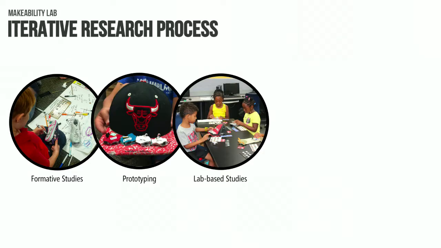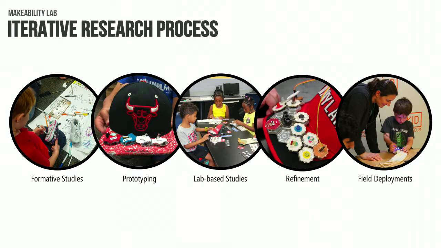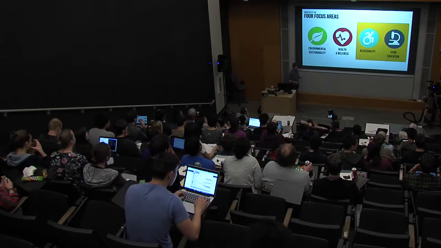And the research process itself is iterative, often starting with formative studies, including participatory design methods, which lead to informing prototype design, which we oftentimes evaluate in the lab, then do technology refinement with the goal of actually doing studies in the field. So this talk is going to largely focus on these latter 2 areas, accessibility and STEM education.